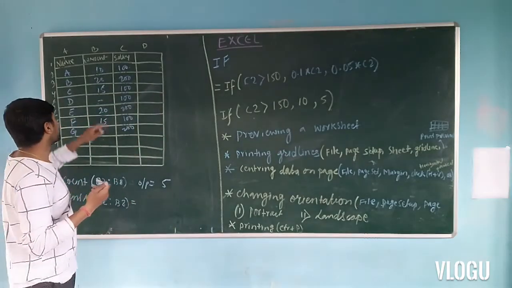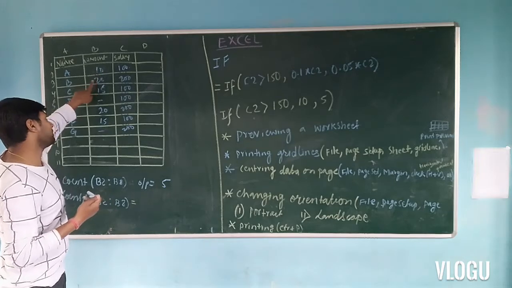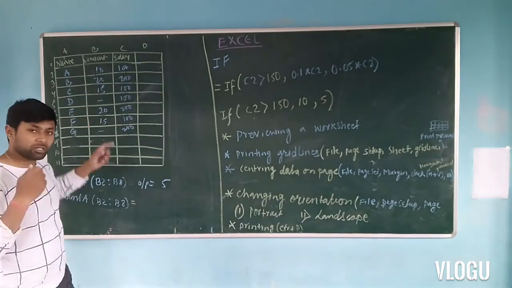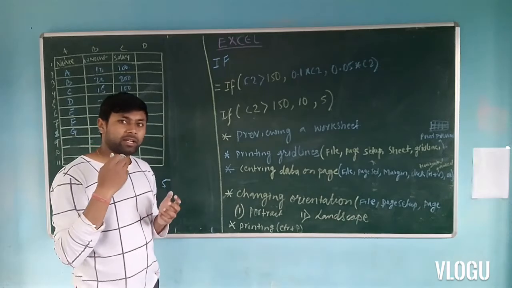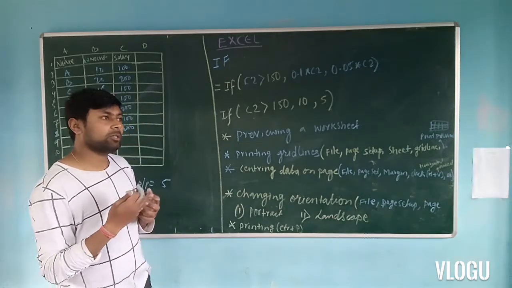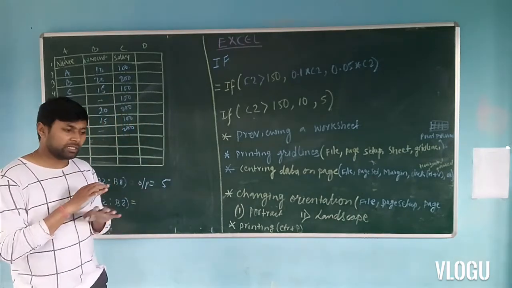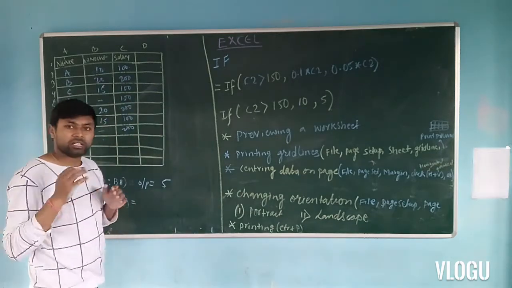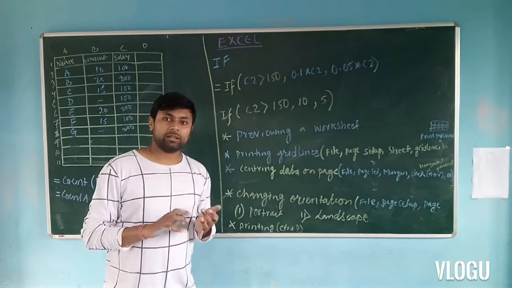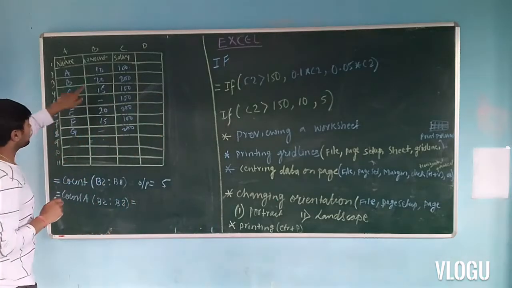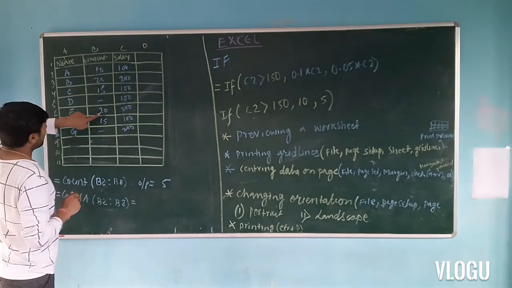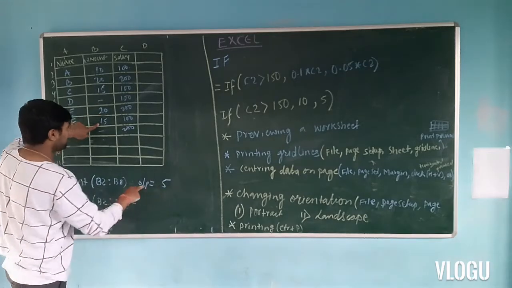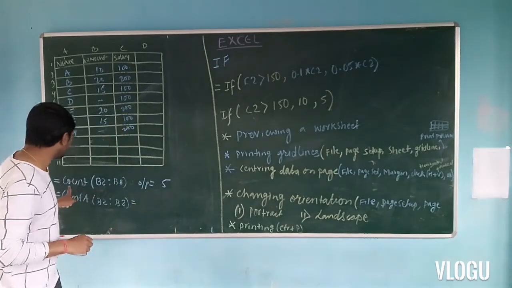This count function will only count numbers, numerical values. That is, 10 is a number, 20 is a number, 15 is a number. Here it is blank, so it will not count. If a cell is blank or has any letter, it will not be counted; it will leave it. It will only count number values, that is 10, 20, 15: 3, then 20, 4, then 15, 5. That is the output of this count function.